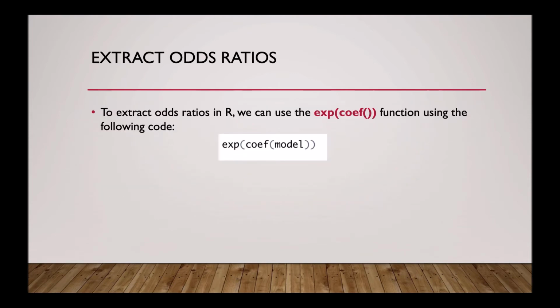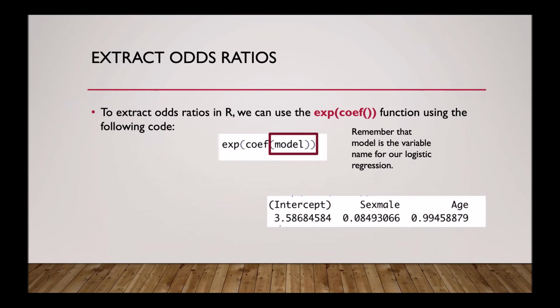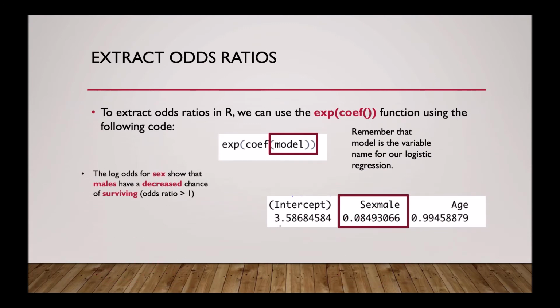To extract odds ratios in R, we can use the exponential function using the following code. Remember that model is a variable name for our logistic regression. And here are the odds ratios. So the log odds for sex show that being a male decreases your chance of survival, as the odds ratio is less than 1. And the log odds for age show that there is no difference, as the odds ratios are very close to 1.